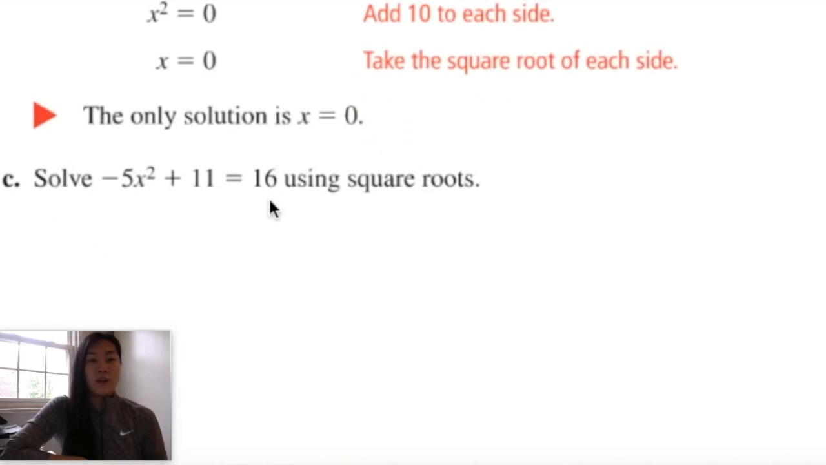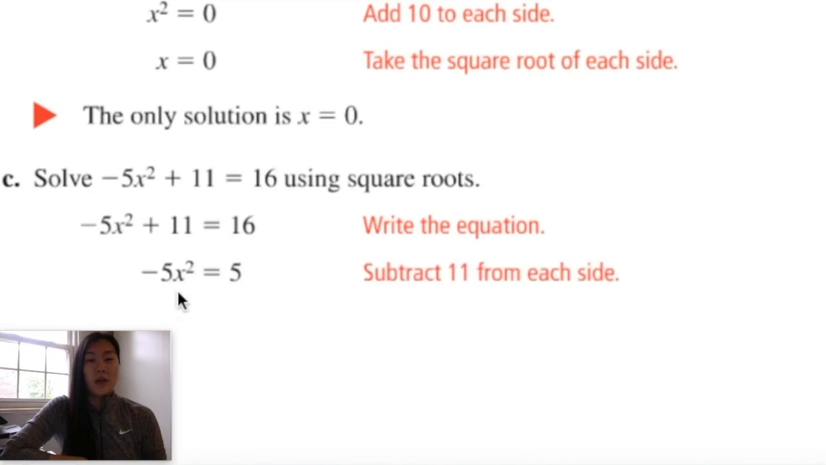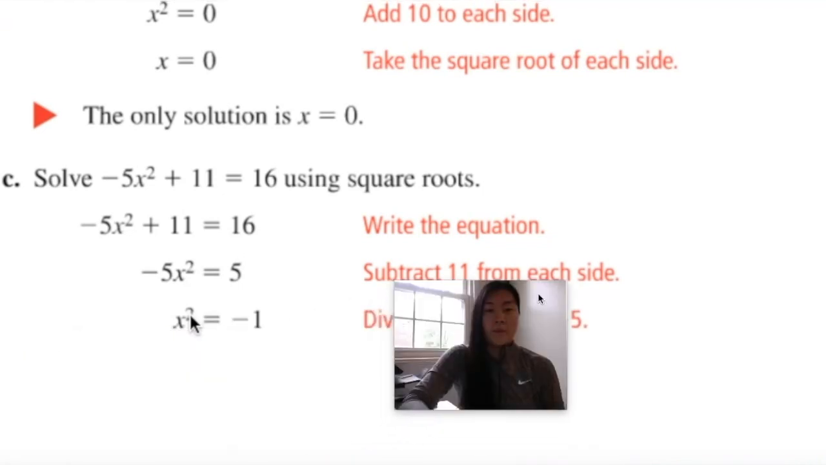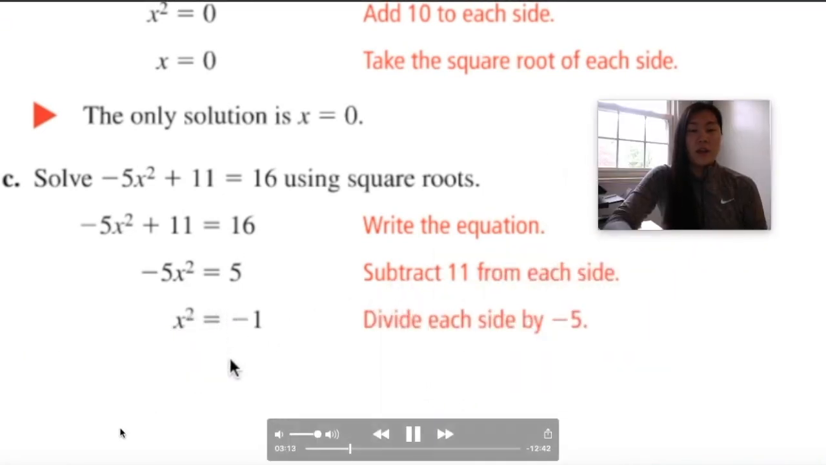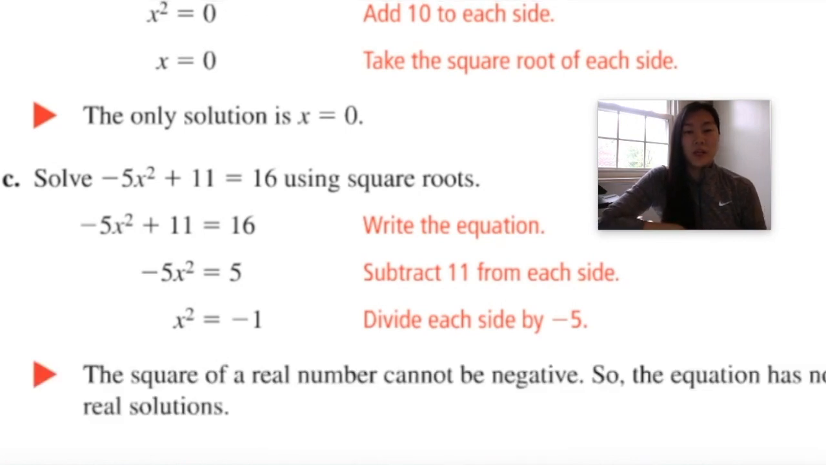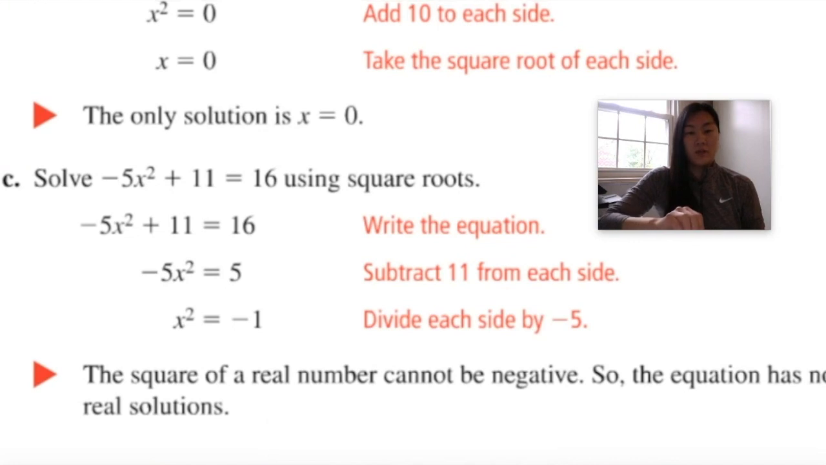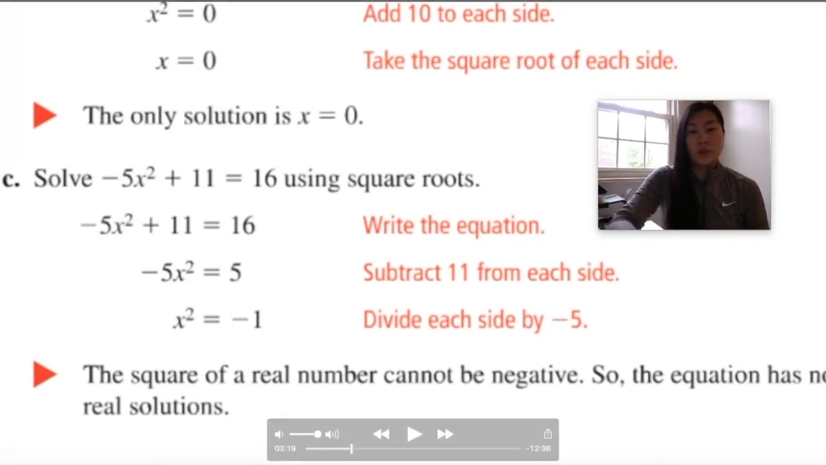Solve negative 5x squared plus 11 equals 16. I'm going to isolate x squared by subtracting 11 on both sides. So I get negative 5x squared is equal to 5. Then x squared is equal to negative 1. So here I'm going to just pause and let you know that the square of a real number cannot be negative. That's correct, right? Because you can't multiply a number times another number and get a negative. So the equation has no real solutions.